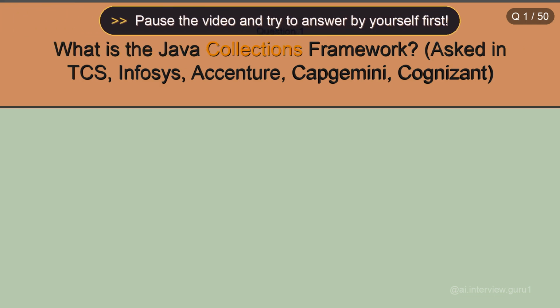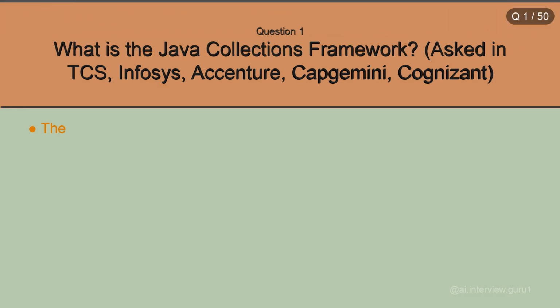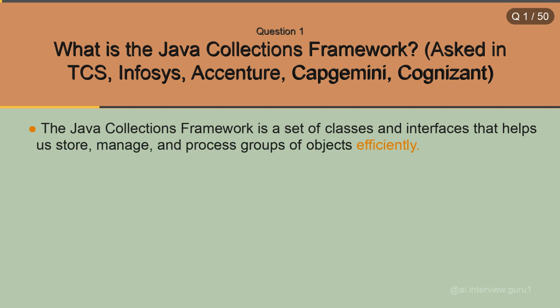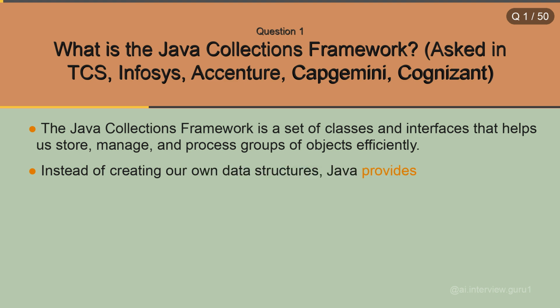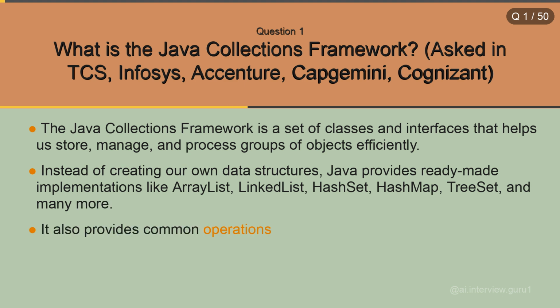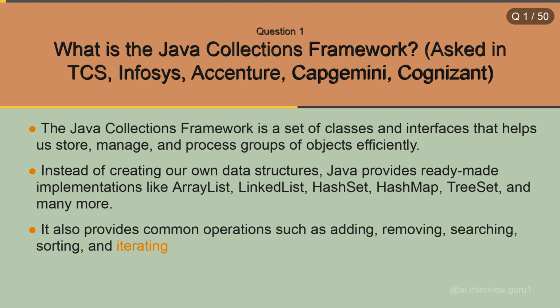What is the Java Collections Framework? The Java Collections Framework is a set of classes and interfaces that helps us store, manage, and process groups of objects efficiently. Instead of creating our own data structures, Java provides ready-made implementations like ArrayList, LinkedList, HashSet, HashMap, TreeSet, and many more. It also provides common operations such as adding, removing, searching, sorting, and iterating over elements.